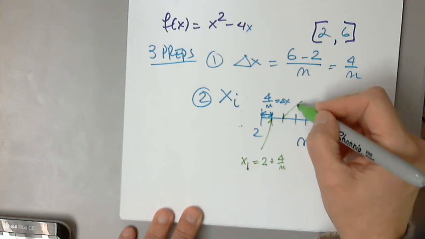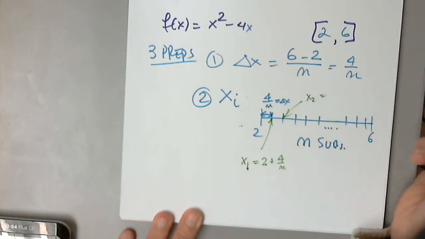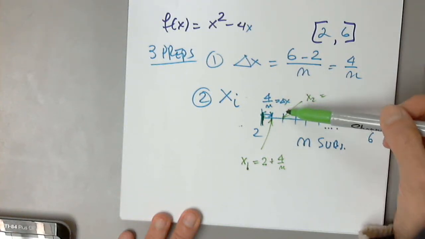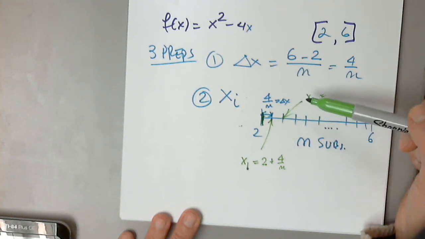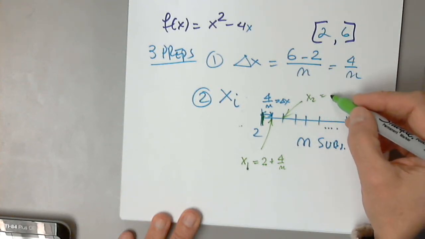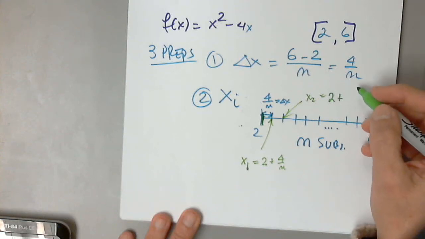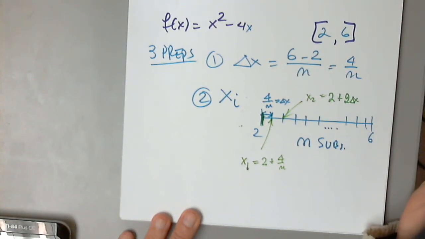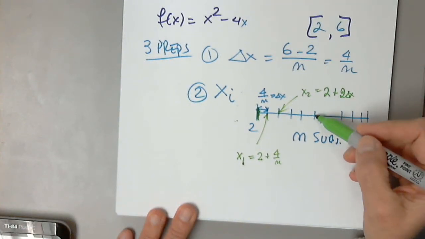What about x sub 2? What will that equal? 2 plus how many delta x? So it would be 2 plus, yes, but let's write it for everyone to see. 2 delta x, correct? What about here?